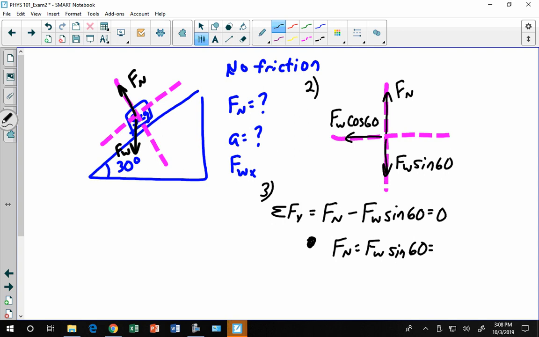So that's equal, Fw is 30 newtons. 3 times 10, which is 30. That's 26.